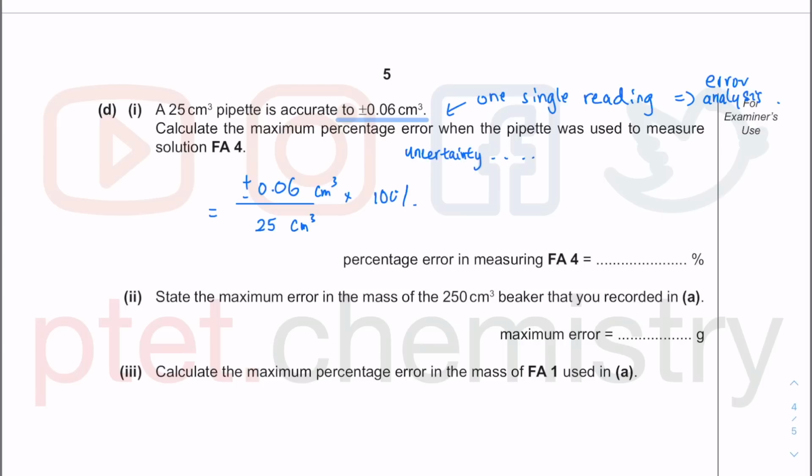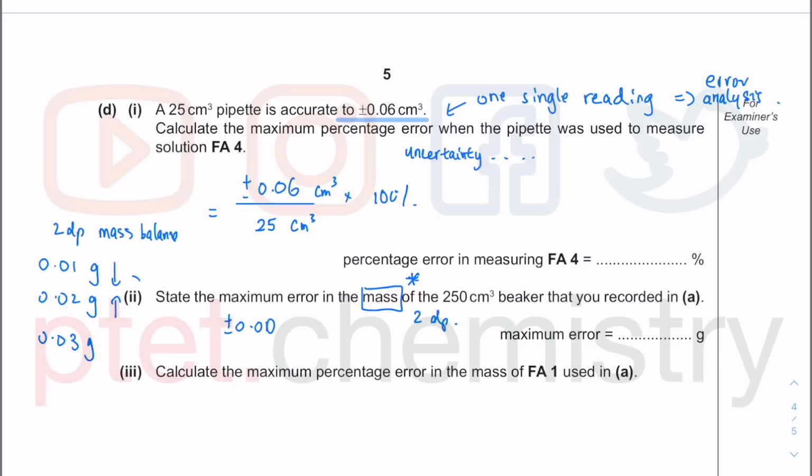What is the maximum error in the mass? So it was a 2 decimal place mass balance, so it has to be plus minus 0.05. Error in a single reading. Oops, sorry, no, not 0.05, 0.01. Because you'll be reading 0.01 gram, 0.02 gram, because it's a 2 decimal place mass balance. So that means the smallest interval you can see will be 0.01. Therefore, the error in a single reading must be half of that. That is a single reading.